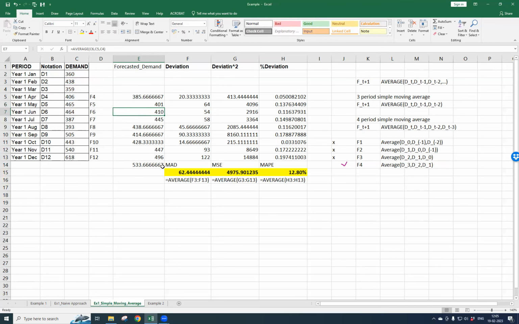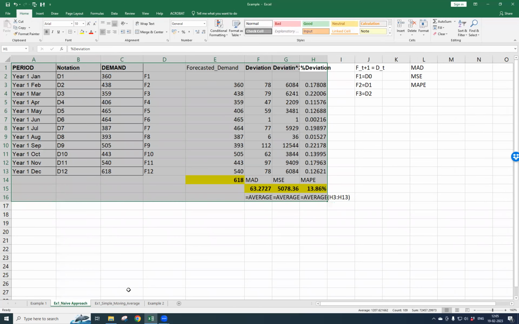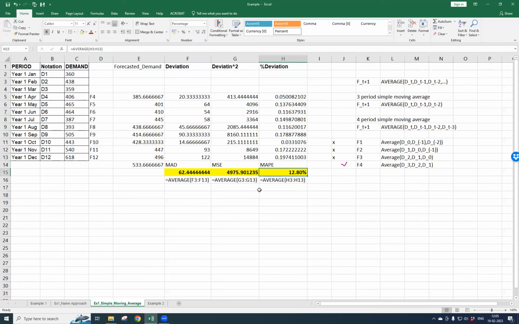Now, once I did this, you can see that all other things automatically got adjusted. In the previous case, I think we got a MAPE of 13.86. Now we are able to achieve a MAPE of 12.8, slightly better than the previous case, with a simple moving average. You could as well try this with a 4-period moving average. What happens in a 4-period moving average? I take the past 4 values. Naturally, you will realize that I can only start from F5, not from F4. That is something that you can try out.